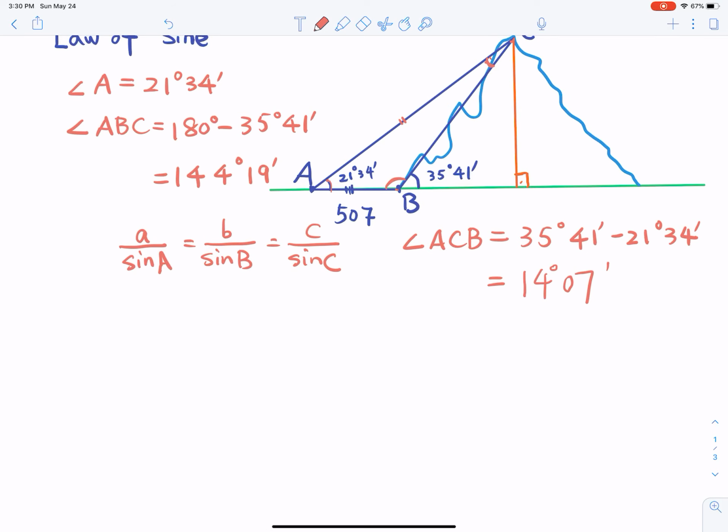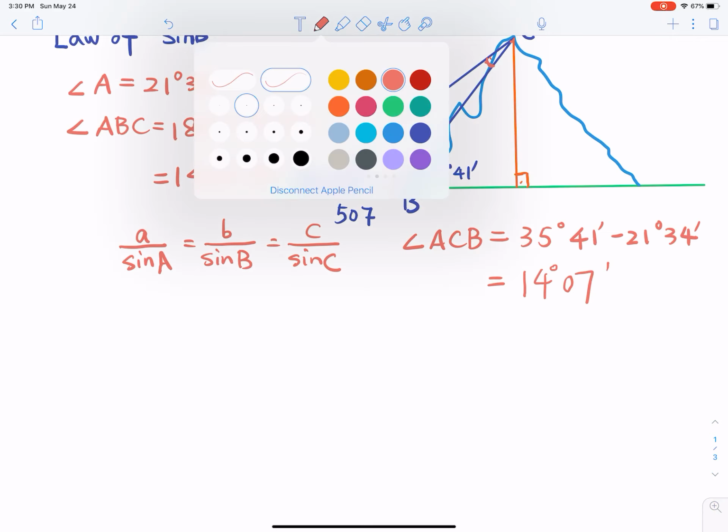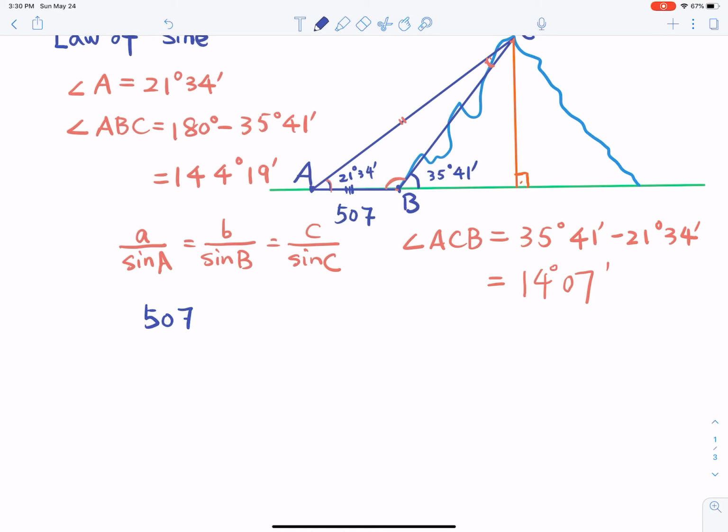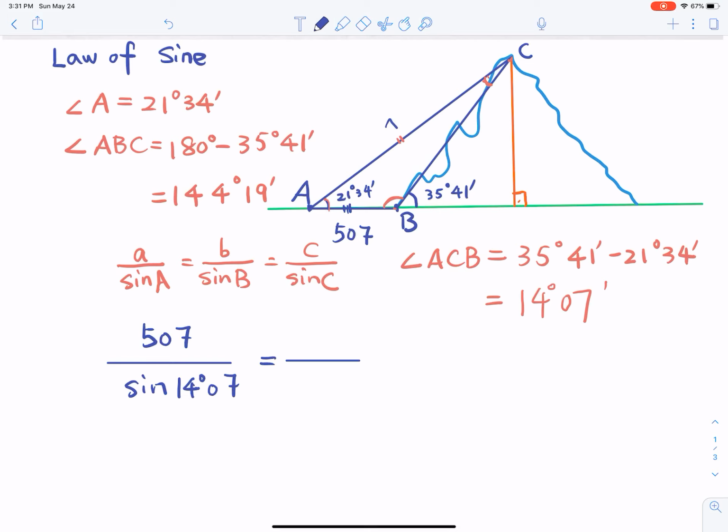Now I change into the blue pen. 507 over sine of angle C, the 14 degrees 7 minutes, equals X over sine 144 degrees 19 minutes. Let's call this side AC X.